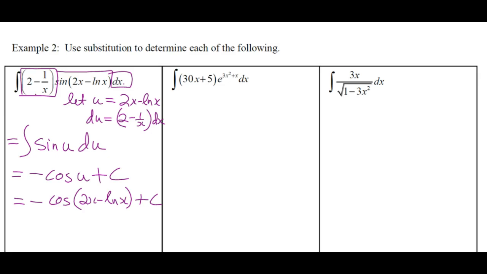Speaking of u, what's u in this one? 30x plus 5. Is that the inner function? Wait, no. 3x squared plus x. Yeah, 3x squared plus x, right? So we know we're going to have an e to the 3x squared plus x, because the derivative of that is e to the 3x squared plus x. And then there's going to be a 6x plus 1, which we need to turn into a 30x plus 5. But we'll do that step by step. So let u equal 3x squared plus x. So what's du?